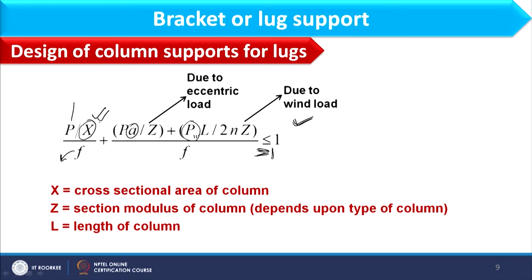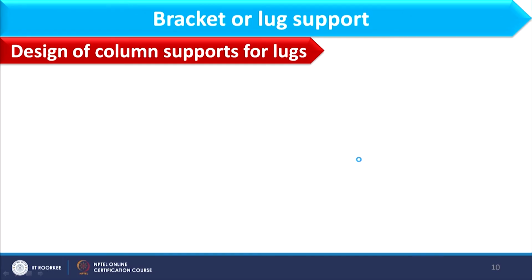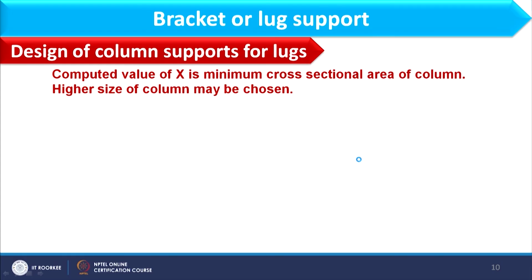So that X value would be the minimum possible, because if X has more value than the minimum, this expression would be something like this, not equal to 1. I hope you are getting this. So whatever X I get from this expression, that would be the minimum possible cross sectional area of the column. As it is the minimum possible cross sectional area, a higher size of column may be chosen. So we have calculated the minimum cross sectional area.